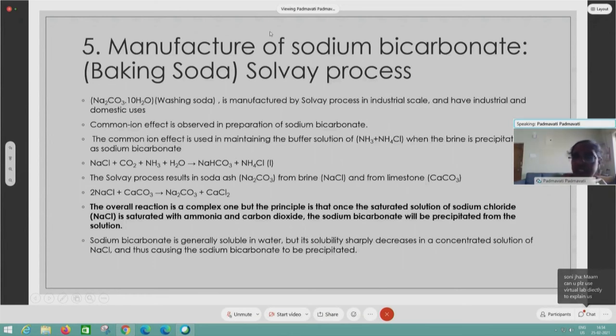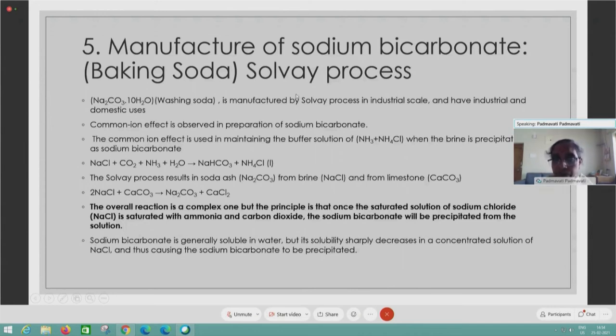So another application is sodium bicarbonate. All these are there, but they're scattered. That's a problem. So we know that sodium bicarbonate is baking soda, and in Solvay process, sodium carbonate is prepared. But this common ion effect is applicable in the preparation of sodium bicarbonate. Okay, so common ion effect is observed in preparation of sodium bicarbonate, but Solvay process deals with preparation of sodium carbonate industrially. The common ion effect is used in maintaining the buffer of ammonia and ammonium chloride when the brine is precipitated as sodium bicarbonate.